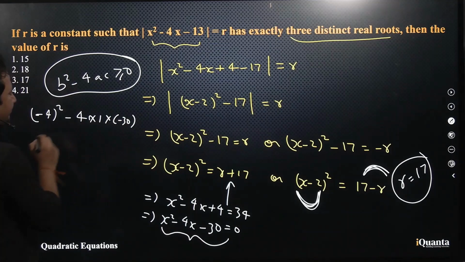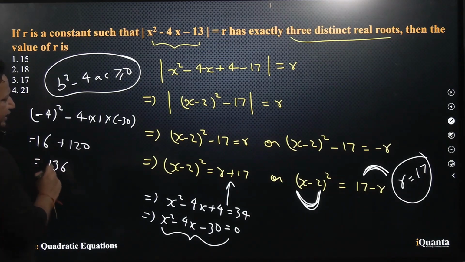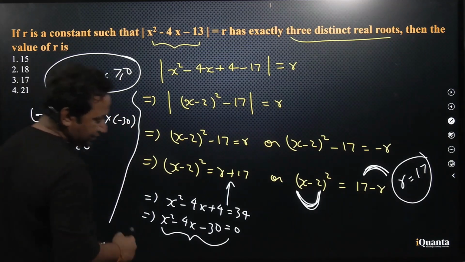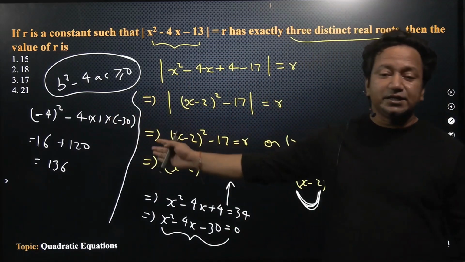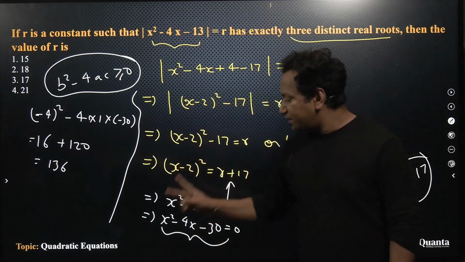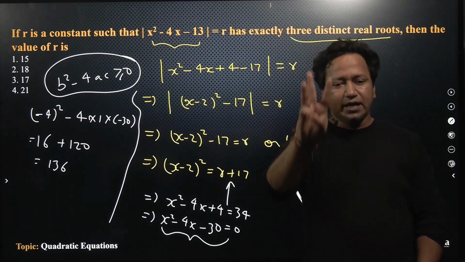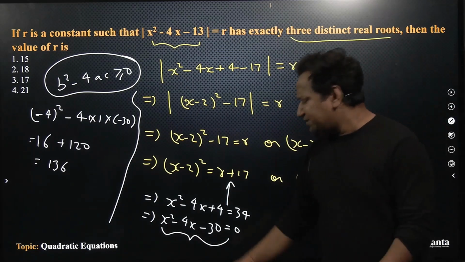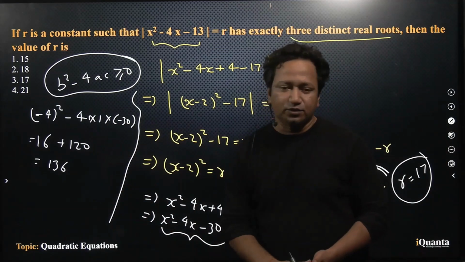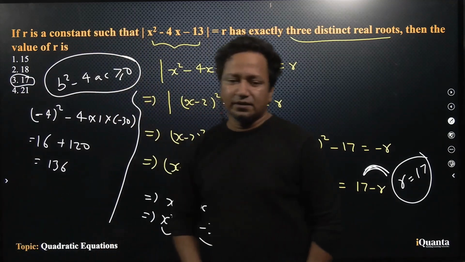So if we calculate it, what do we get? 16 plus 120, that is 136. Of course, we can do this in mind, but just for the sake of showing it to you, I did it this way. As you can see, the discriminant is greater than 0, it's positive. That means there'll be two distinct roots here as well. So at one value of r, that is 17, we are getting three distinct roots. One of them is 2, and for the other two, we don't need to calculate, we just know that there'll be two different roots. So the answer is option 3, that is 17.